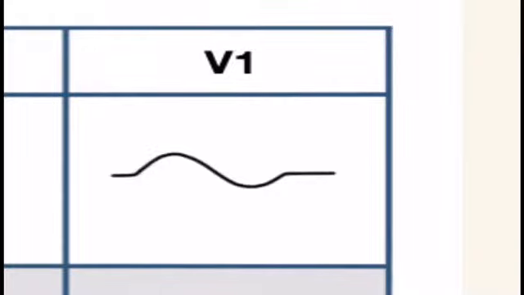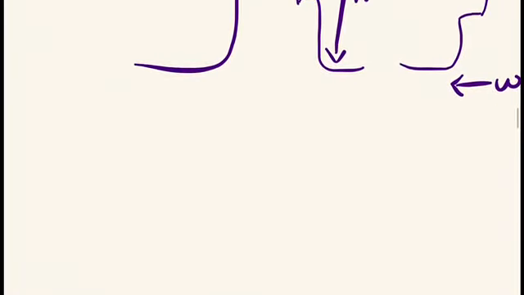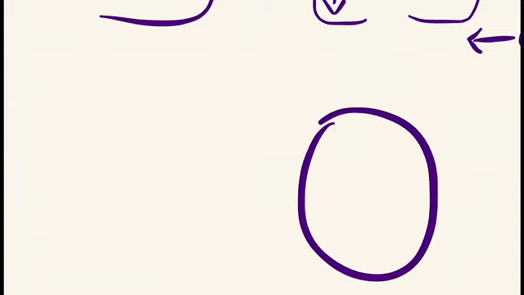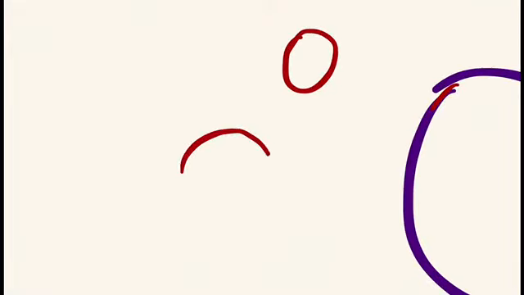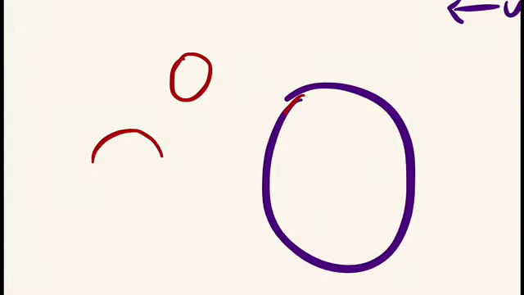Why is it so? Because of V1's location. If this is our heart, V1 is looking at the heart from this side, from the right, from the right upper side. So when there is depolarization of the atrium, the right atrial depolarization causes the positive deflection, and the left atrial depolarization causes the negative deflection.